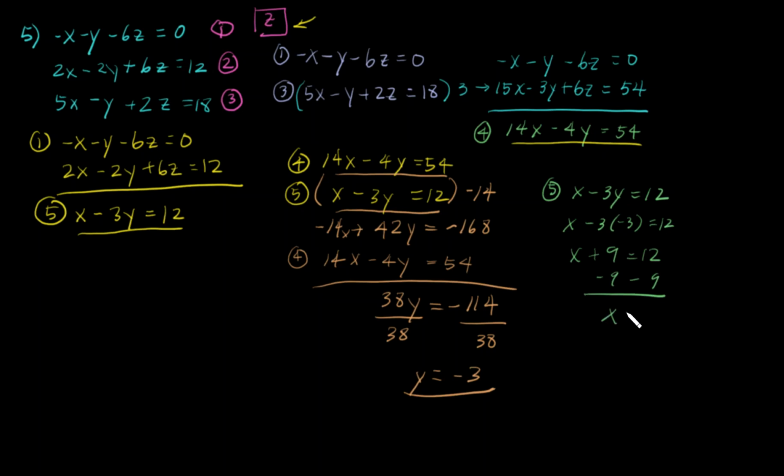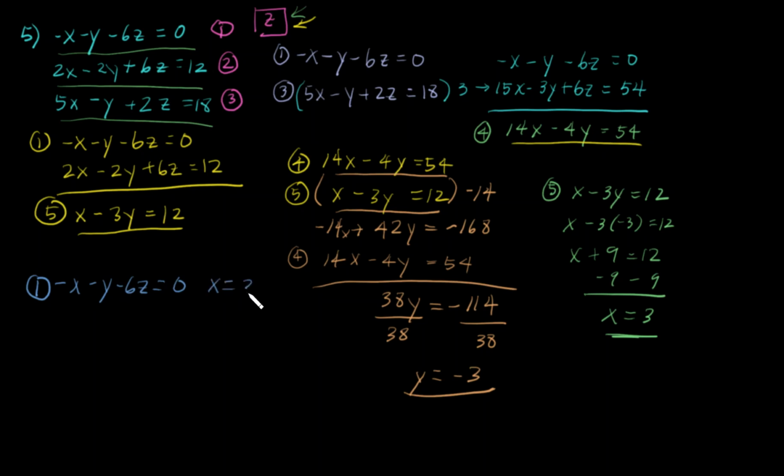So x equals 3. Okay, so we have x equals 3. I'm going to use one of the equations here to get myself that target variable z. I'm going to use equation 1. Okay, 1 is negative x minus y minus 6z equals 0. And we have x equals 3. What we gathered so far, y equals negative 3.